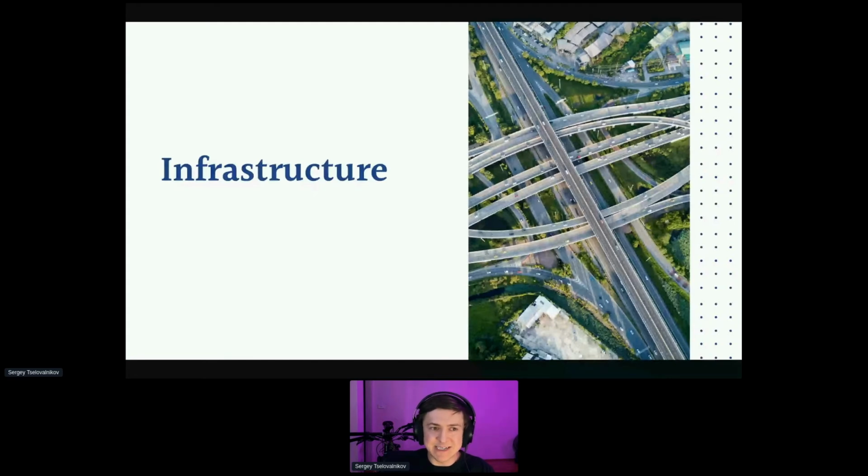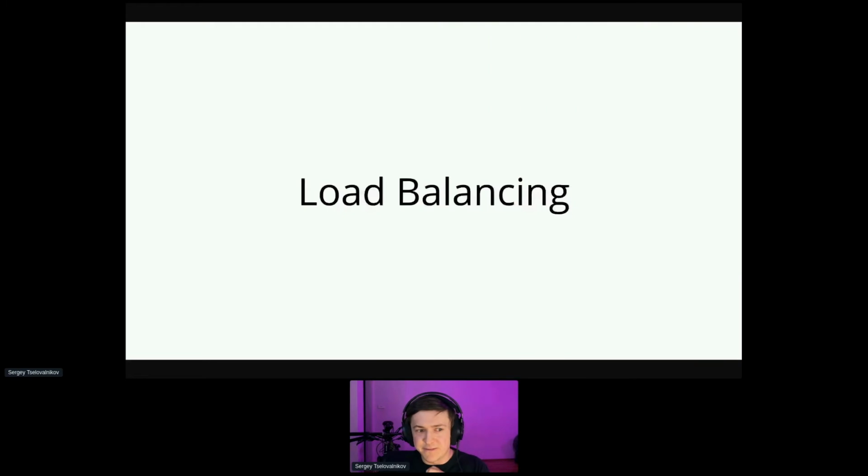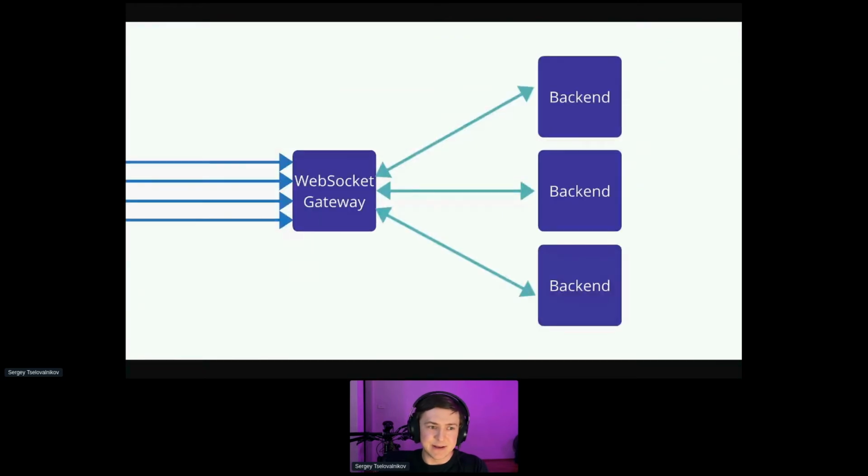So let's now talk about infrastructure. And the very first and very crucial part of any reliable infrastructure is load balancing. And here is the architecture. Users are connecting to the WebSocket gateway, and then the gateway connects to the downstream backends. And here you can see the connections of two types, the connections of type 1 and connections of type 2.